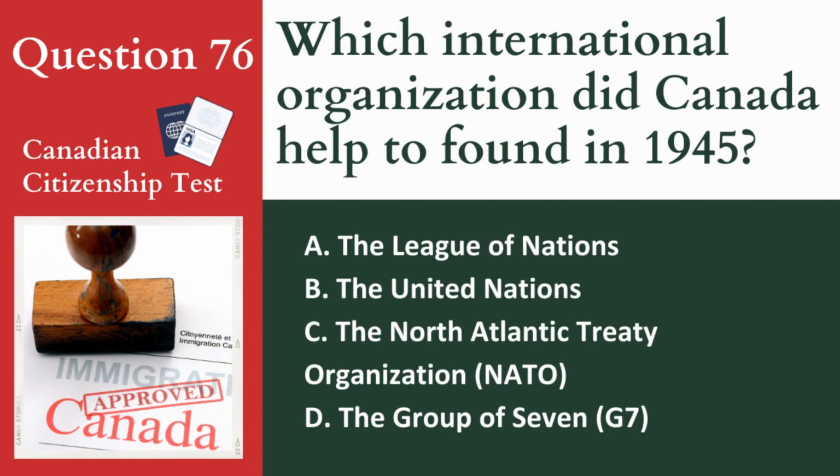Question 76. Which international organization did Canada help to found in 1945? A. The League of Nations. B. The United Nations. C. The North Atlantic Treaty Organization, NATO. D. The Group of Seven, G7. Answer: B. The United Nations. Canada was among the original member countries that founded the United Nations in 1945, following the end of World War II.